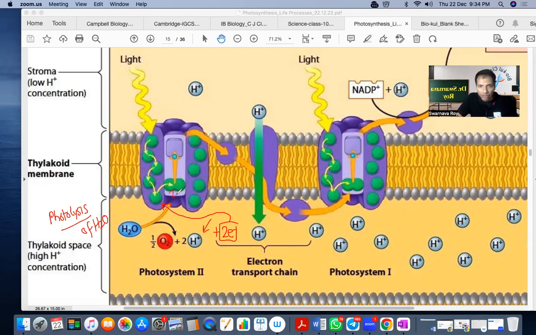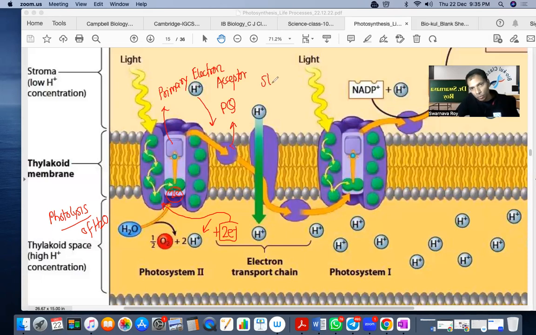These electrons, we write as 2e. This electron is then transferred to a primary electron acceptor. So this is called a primary electron acceptor. Okay. From this primary electron acceptor, the electron is transferred to an electron carrier. This is called the plastoquinone. Okay. And this plastoquinone accepts the electron. It also accepts one hydrogen from the stroma side.